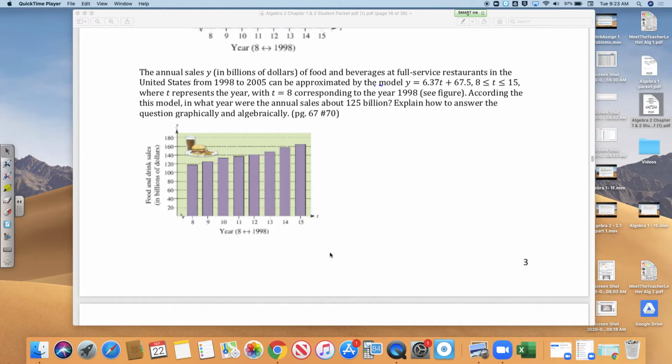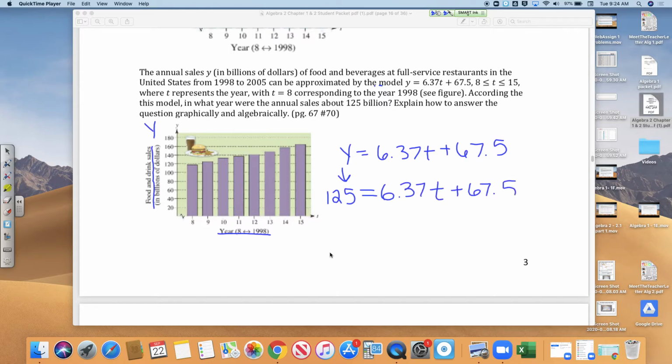All right, so if we were looking for the algebraic answer, we would solve this equation. So the equation is representing sales in billions of dollars and years. And the equation is y equals 6.37t plus 67.5. We know that on a graph, the y-axis is here, so we know that the y is representing the sales in billions of dollars, and t is representing the years here. So when they're asking us to figure out the time for when the sales is equal to 125 billion, I know we'll have to replace 125 in for y. Now, because these numbers are in billions, you don't need to use all of the zeros. You just use 125. And rewriting the rest of the equation, we have 125 equals 6.37t plus 67.5. Then we would solve this. The first thing I'm going to do is subtract 67.5.